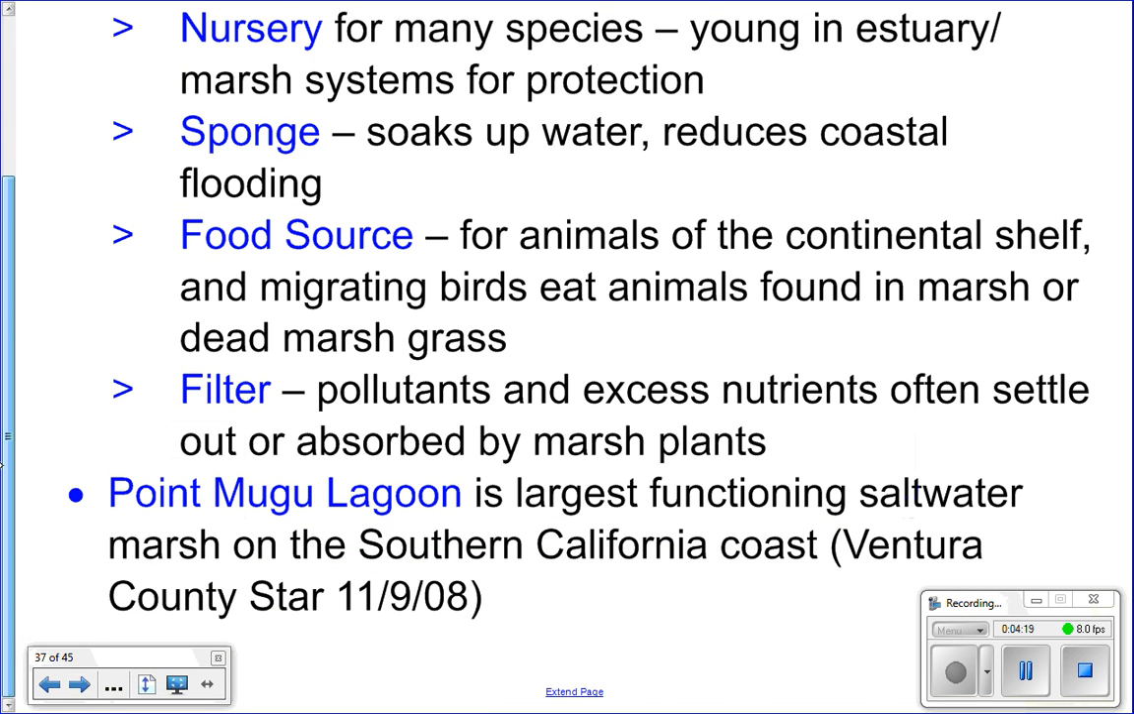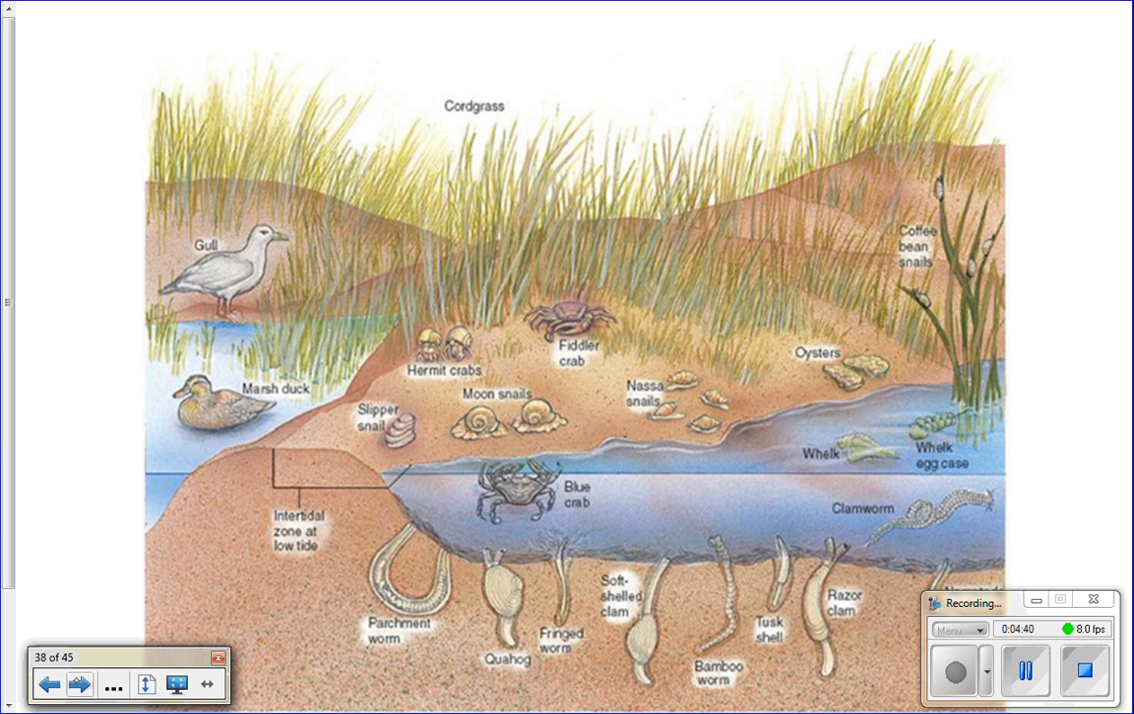Nursery for lots of things. They help to reduce coastal flooding, provide a food source, and they filter out pollutants. Point Mugu Lagoon in Ventura is actually the largest functioning salt marsh in Southern California. So if you go to Point Mugu Lagoon, you can see what a salt marsh looks like and see lots of cool animals probably.